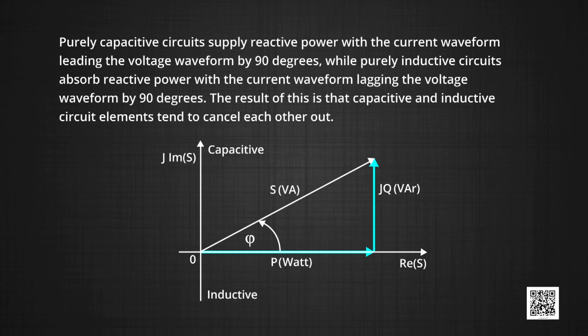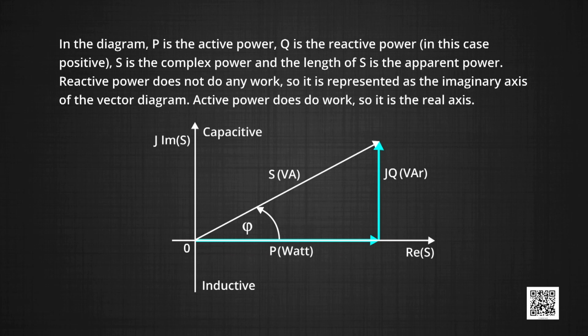That is, the result of this is that the capacitive and inductive circuit elements tend to cancel each other. Here we can see how this power can be represented in the phasor diagram. In this diagram, P is the active power, Q is the reactive power, which in this case is positive, S is the complex power, and the length of S is the apparent power.